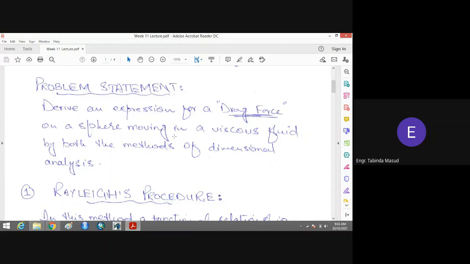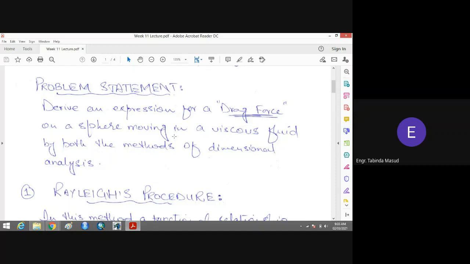Let's suppose that we are the first ones who want to derive a mathematical expression for a drag force. Now, what is a drag force? You can study drag force in detail in chapter number 10 of your Franzini book. Drag force is actually a resistive force offered by a fluid. For example, a sphere or any other body is moving in a fluid with a particular velocity. The fluid will definitely offer resistance to that body due to its density and due to its viscosity. The resistive force offered by the fluid to the moving object is known as a drag force.